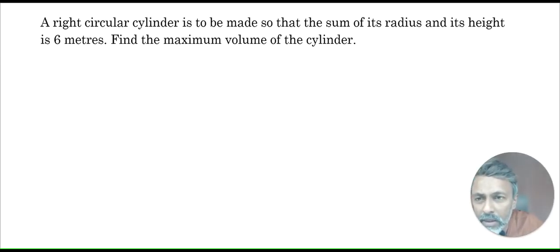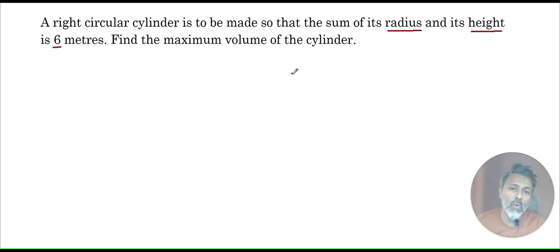The next one is a little easier compared to the previous few questions. A right circular cylinder is to be made so that the sum of its radius and height is 6 meters. So both radius and height are not constants, they are variables, but their total is constant, which is 6 meters. You want to find the maximum volume of the cylinder. In the previous sums we had a cylinder inside a cone, a cone inside a sphere, and the last sum was about the cuboid. This time we have a cylinder, a single object.